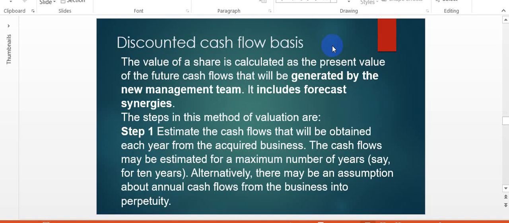We move to the last valuation method, discounted cash flow basis. With this method, the value of a share is calculated as the present value of the future cash flows that will be generated by the new management team. So it includes forecast of synergies. Synergies simply means that when these two companies are combined, they will be worth much more than them being separate companies.